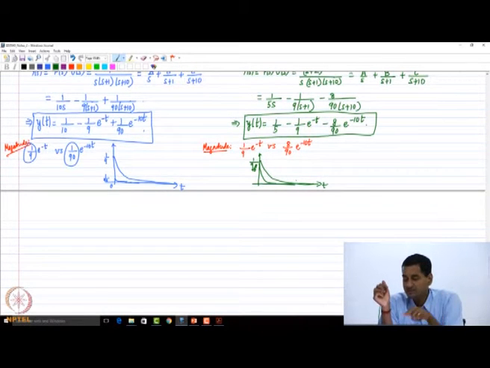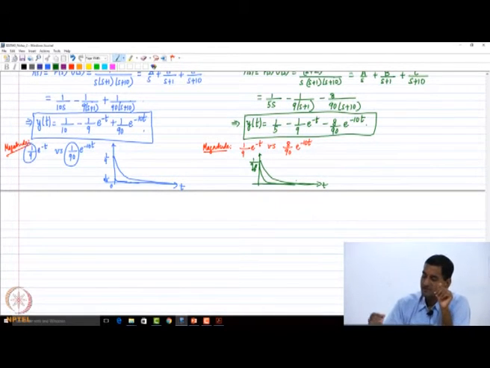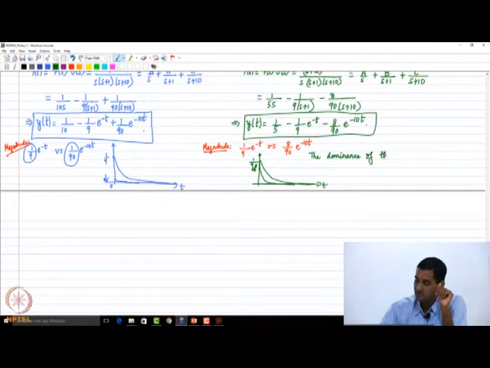So you look at the second case where we introduced a 0 at minus 2. The consequence of the introduction of the 0 at minus 2, which is closer to minus 1, is that the dominance of the pole at minus 1 is reduced.